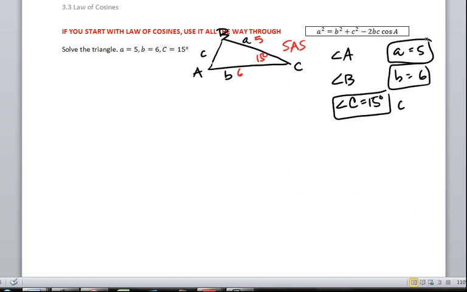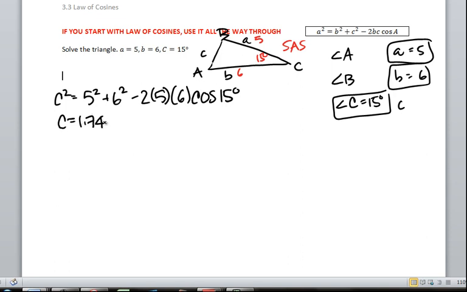Okay, so just like the last problem, the first thing I'm going to do is to find side C. And I'm going to do that with the law of cosines, right? So what I'm trying to do is to find this side opposite my two other sides and the included angle. So I set this up with C squared is equal to 5 squared plus 6 squared minus 2 times 5 times 6 times the cosine of 15 degrees. I punch that into my calculator to get C squared, and then I square root that, and I get that C is 1.74.